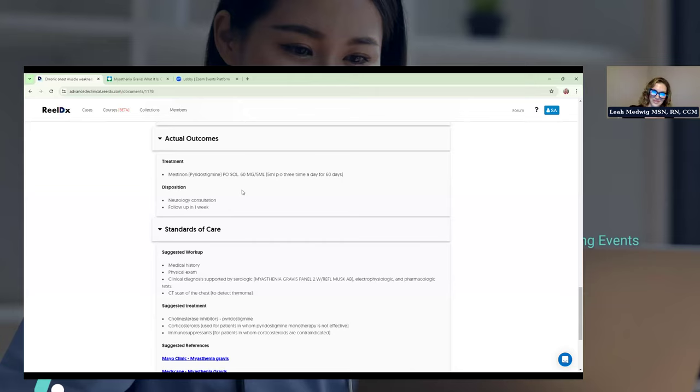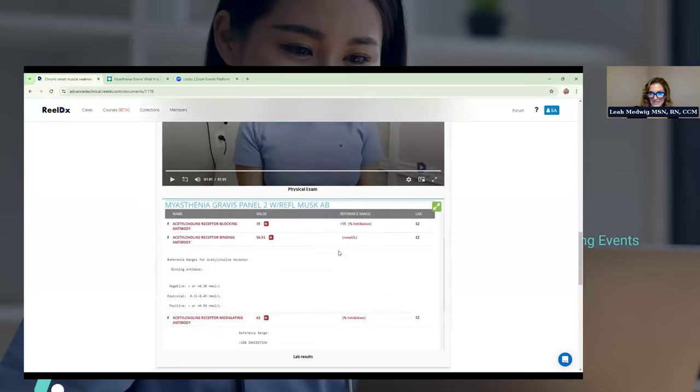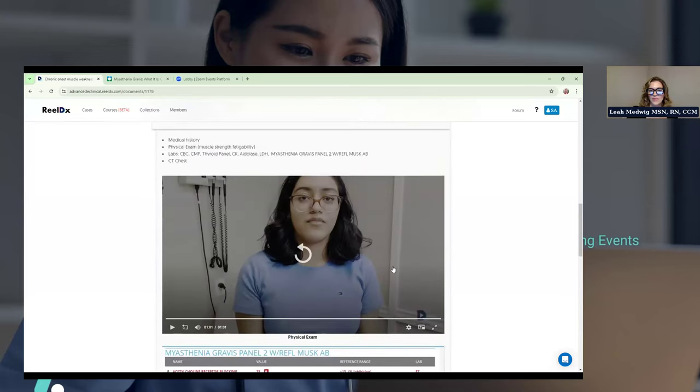So we'll talk a little bit about that, and then on a slide, I just want to highlight that this is an oral medication. She'll also get a consult with neurology and then follow up in a week. So it doesn't sound like our patient was really in a myasthenia gravis crisis. Had she waited much longer, she probably would have been.